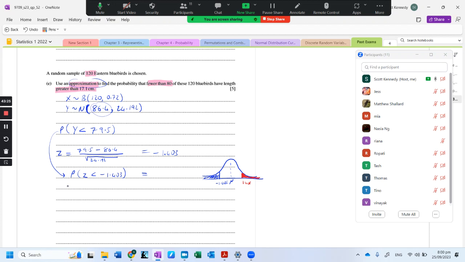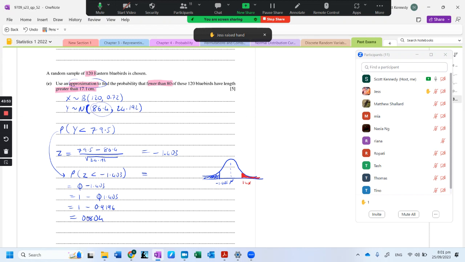So this is equal to phi of negative 1.403, which is equal to 1 minus phi of 1.403, which is equal to, what did I say? 1 minus 0.9196, I think is what it was. And then that gives us 0.0804. Yeah, Jess.